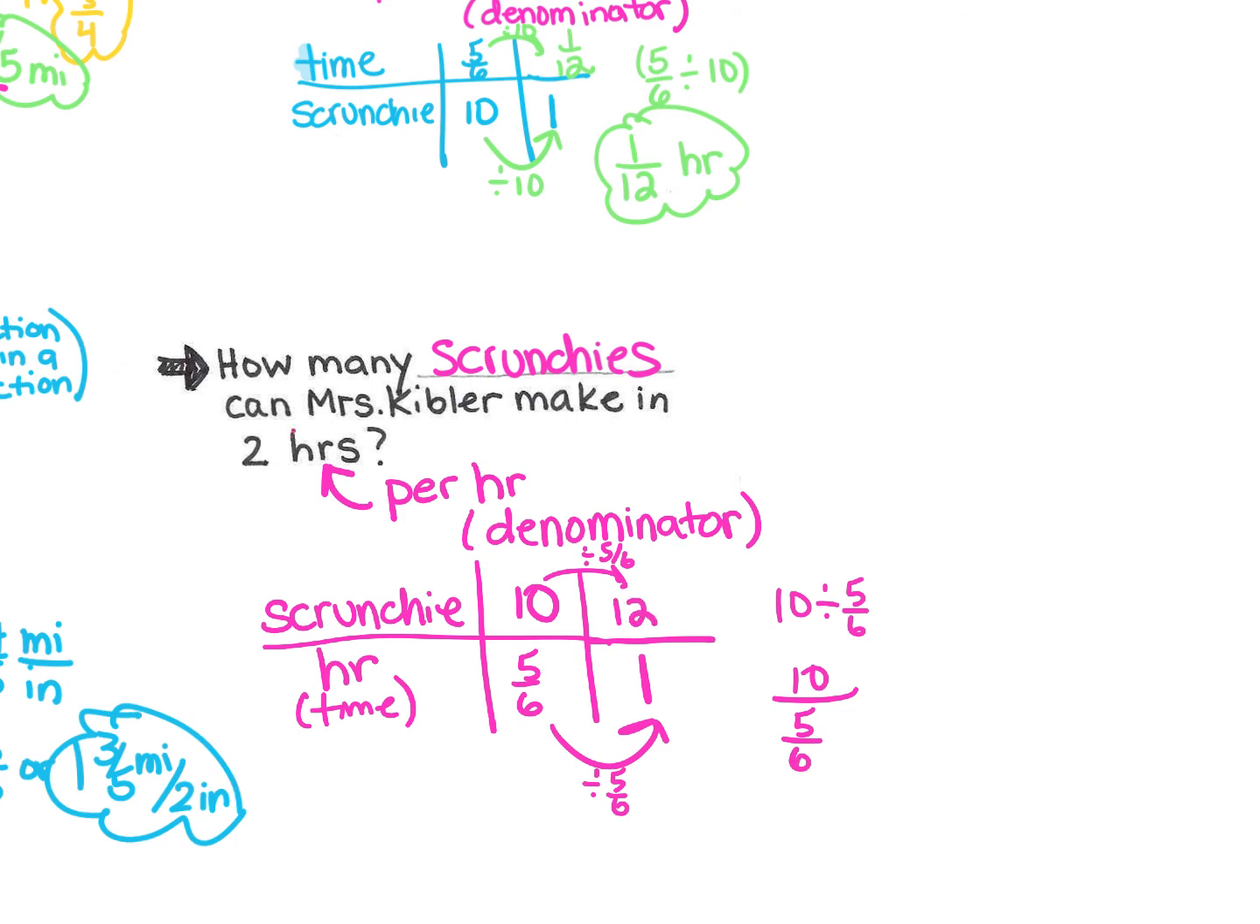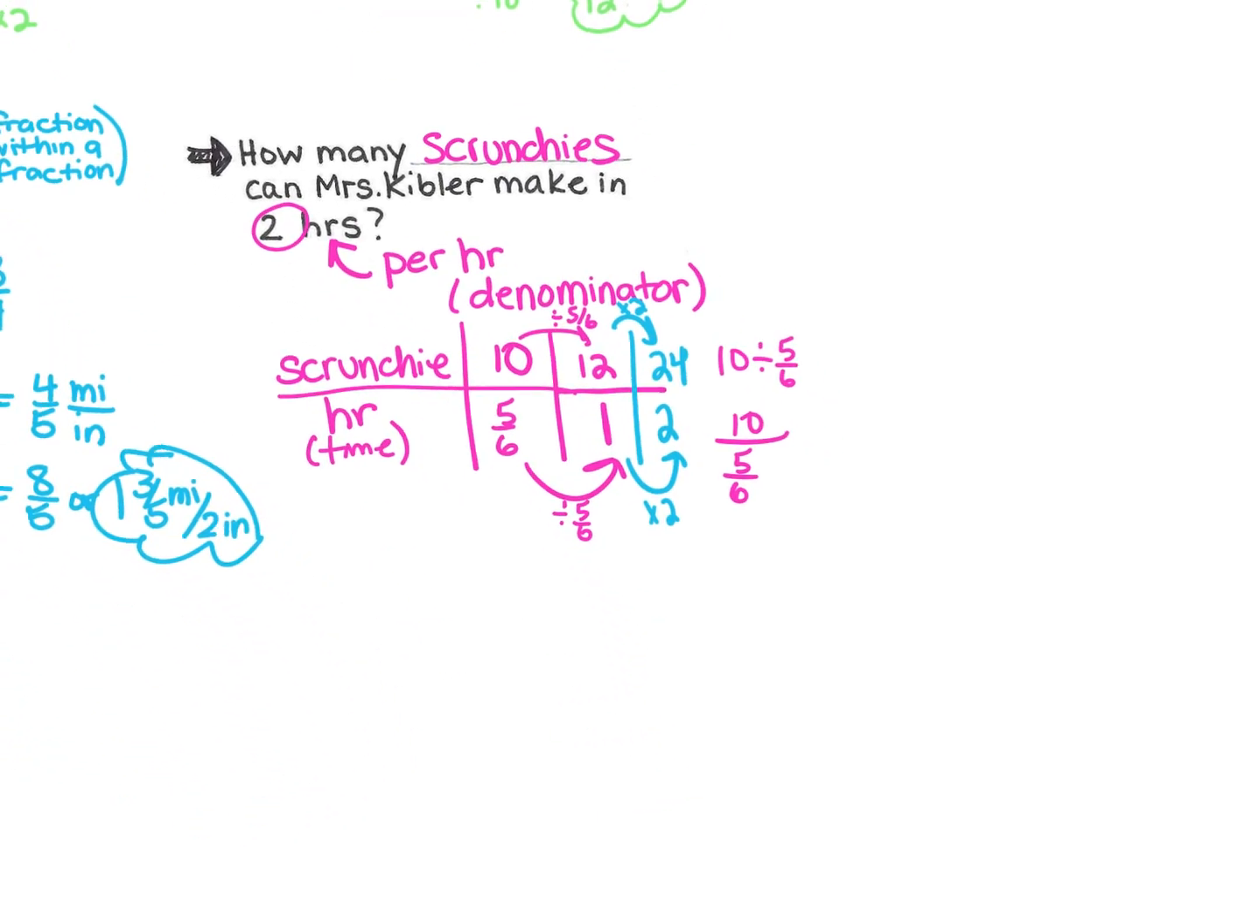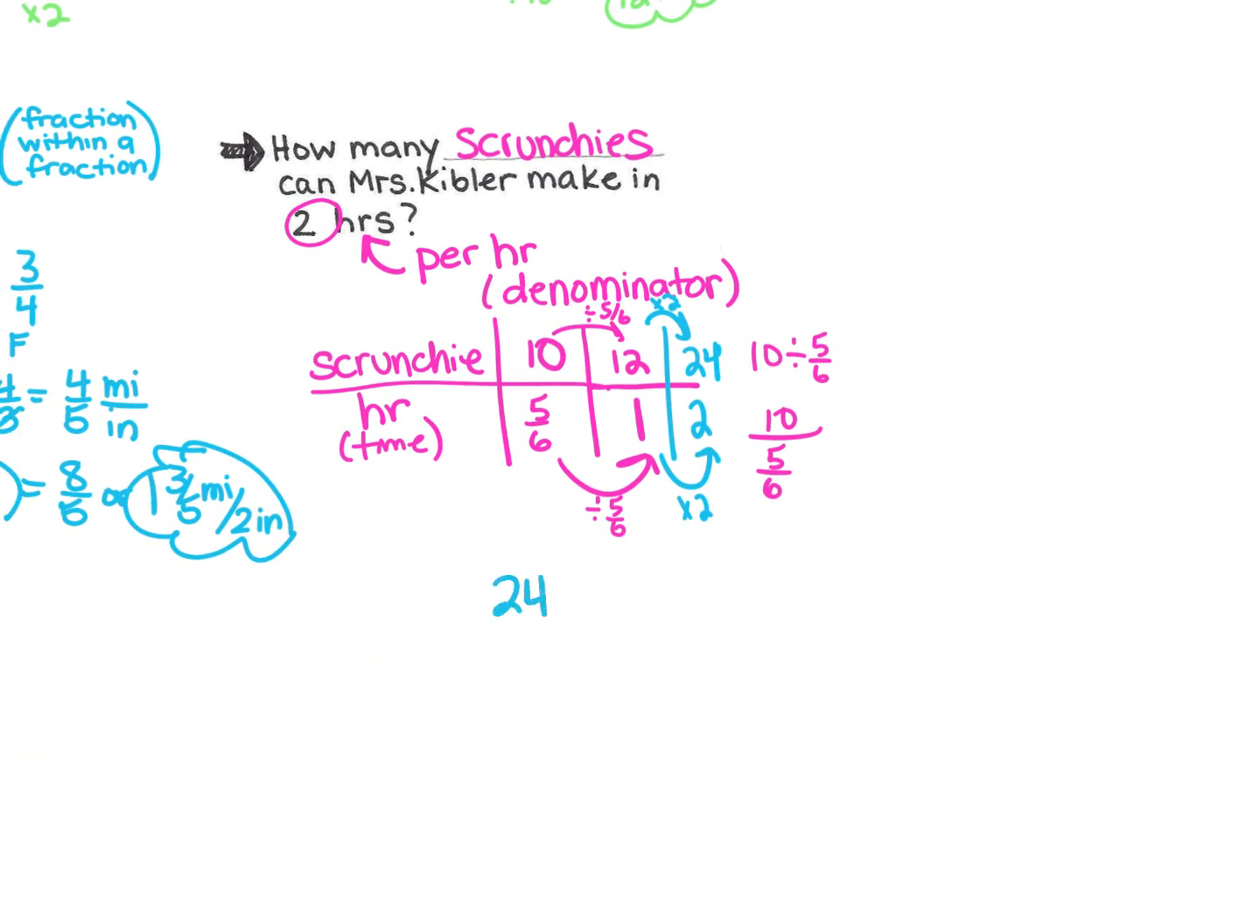Well, this question wanted to know 2 hours. There's a little bit more to that. So I can keep going. How do I get from 1 to 2? Well, I multiply by 2, which means I need to multiply by 2 up here, and I get 24. So my answer is going to be 24 scrunchies in 2 hours.